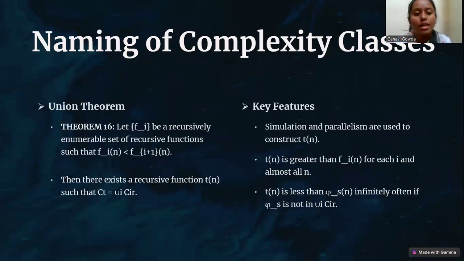Naming of complexity classes. Union theorem. In Theorem 16, let fi be the recursively enumerable set of recursive functions such that fi of n is less than fi of 1, fi plus 1 of n. Then there exists a recursive function t of n such that CT is equal to the union of CFi. Key features: simulations and parallelism are not used to construct t of n. T of n is greater than fi of n for each i and almost all n.